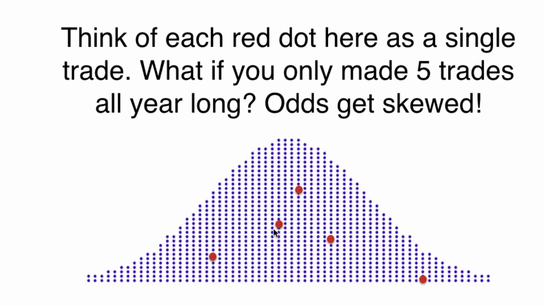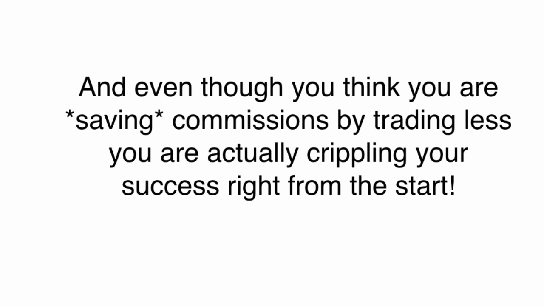So if you only make a couple trades during the year and it's just these 5 red dots, then at some point you might have a really great trade, you might have a really bad trade, but you've only made 5 trades. So how do you know if the probabilities are working themselves out over time? And even though you think you are quote unquote saving money on commissions by trading less, you're actually crippling your success right from the start. By not trading on probabilities and by focusing too much on commissions, you cripple yourself from the start, because not only do you have really bad trades that lose money consistently, but you also are paying commissions to basically give money to the market, right?